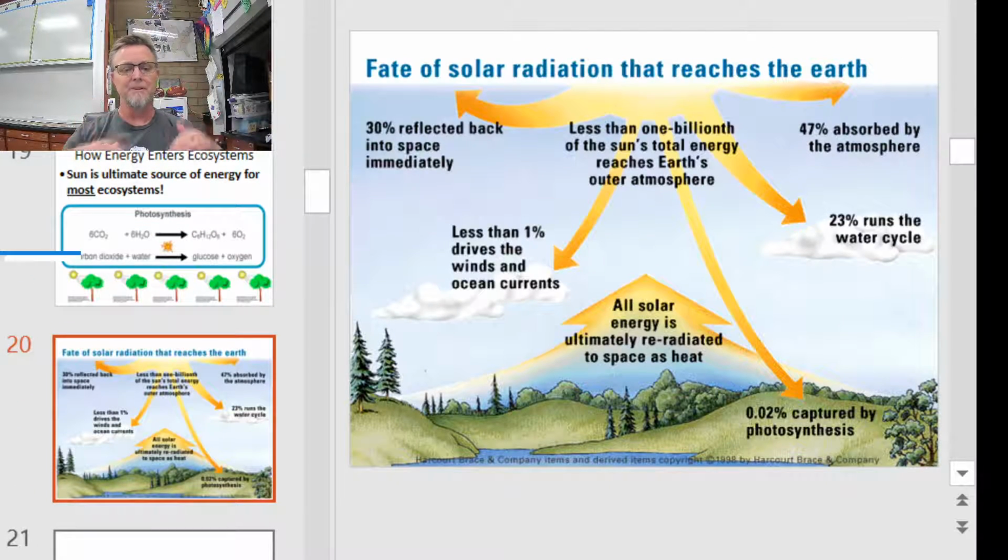So the fate of solar radiation looks like this. As the sun's light penetrates our atmosphere, this is where it all goes. 30% is reflected back into space immediately. 47% is absorbed by the atmosphere. 23% runs the water cycle. 1% drives the winds, right? Look down there at the bottom corner. Look at this, okay? 0.02% is actually captured by photosynthesis.